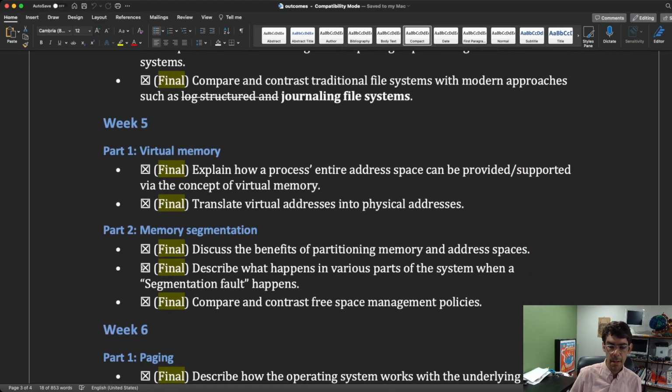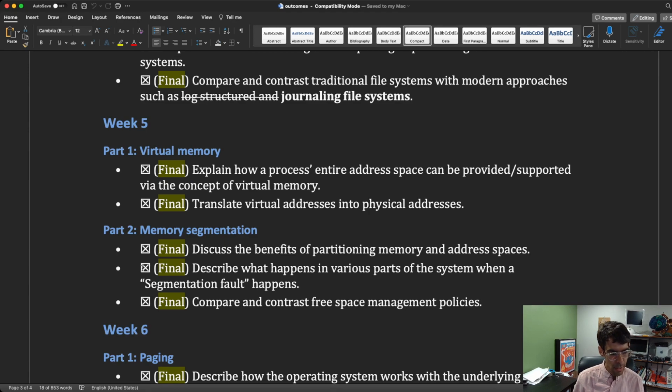In week 5, I've tried to cut out the duplicates, so the beginning and continuing learning outcomes in weeks 5 and 6 reduce the amount of learning outcomes here. Weeks 5 and 6 were entirely about virtual memory and different implementations of virtual memory. In the beginning of virtual memory, we talk about base and bounds, and I'm looking for you to be able to explain how a process's entire address space can be provided or supported via the concept of virtual memory.